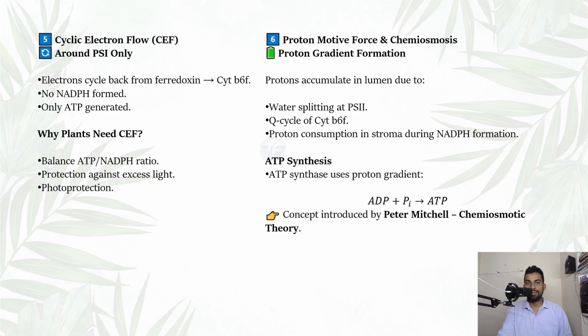So why should this cyclic flow happen in plants? It is required to protect from the excessive light. These electrons should come back and balance the ATP NADPH pool. Okay, so it protects from the excessive light.